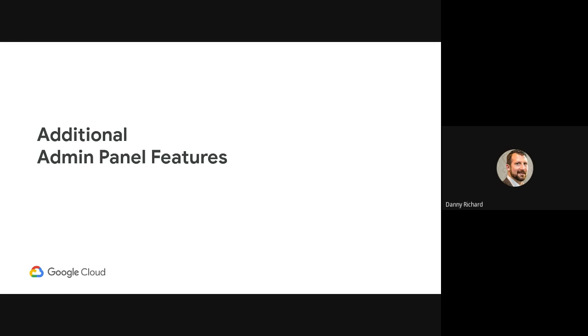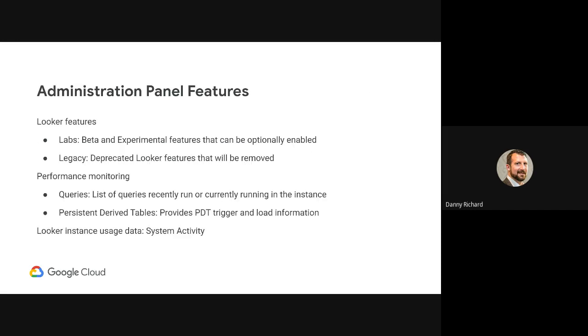With regard to the admin panel, so far we have covered users, groups, roles, content access, and user attributes. Here are a few more pages that are good for LookML developers to know. Looker frequently comes out with new beta and experimental features, which can be found and enabled in the Labs page. Experimental doesn't necessarily mean a feature is less stable. It could just mean that the product team hasn't yet cemented their final version of it.